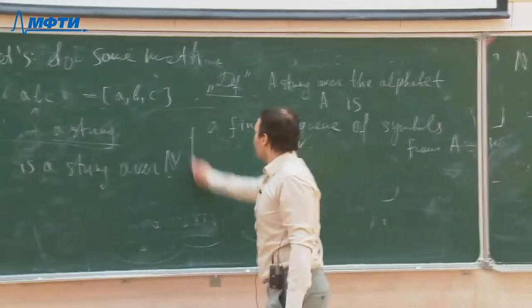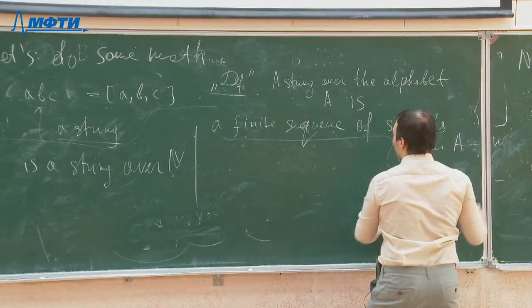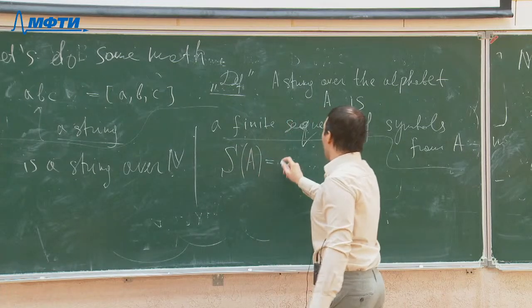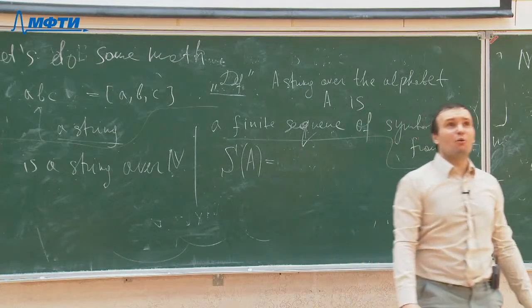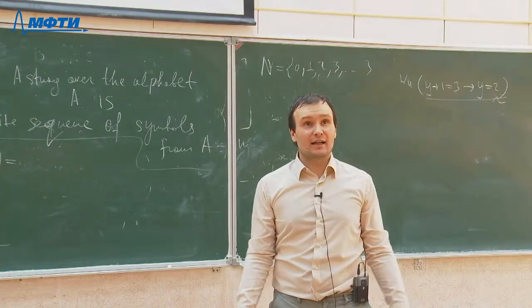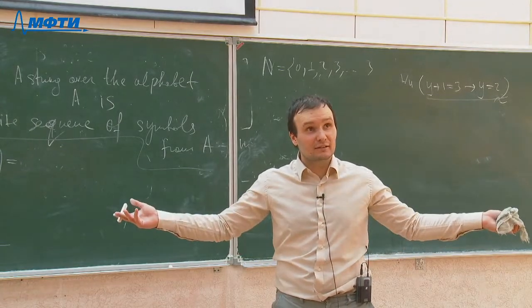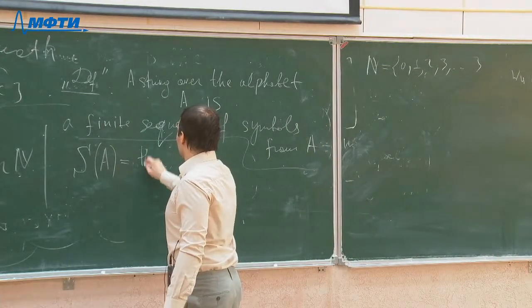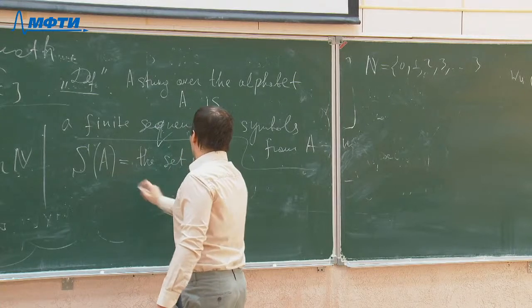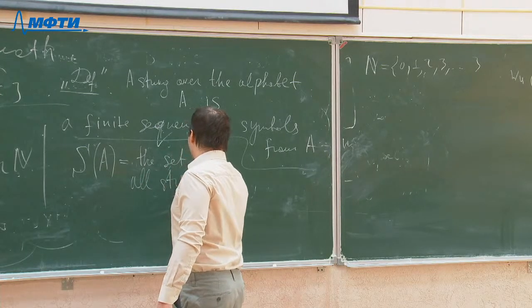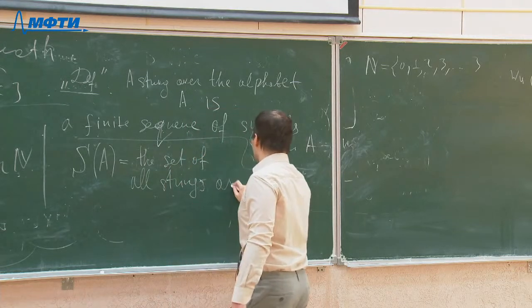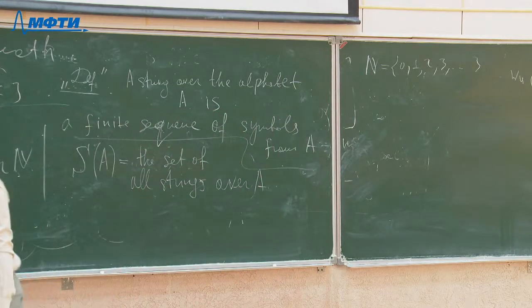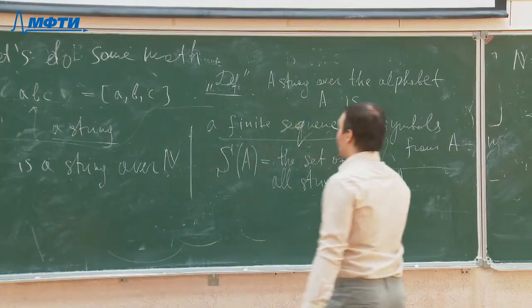By the way, let's use the following notation. Big S of A would be the set. Do you know what a set is? At least intuitively, some collection. So it is the set of all strings over A. So we see that it's a string from our S of A.